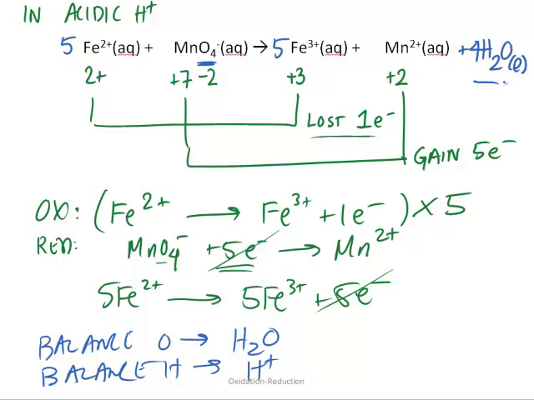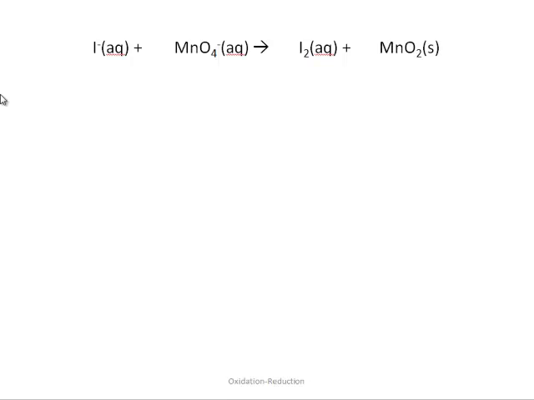Okay, now I have 8 hydrogens on the right side, so I'm going to balance that with 8 hydrogens on the left side. Now you can go through that and you can see that this is a balanced chemical reaction, a balanced redox reaction. Okay, so what about in basic conditions?